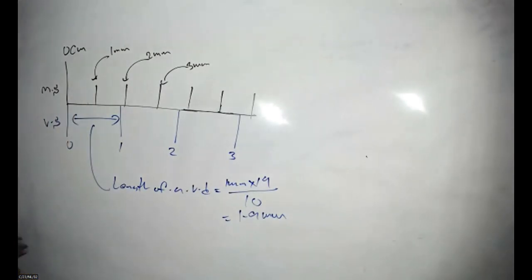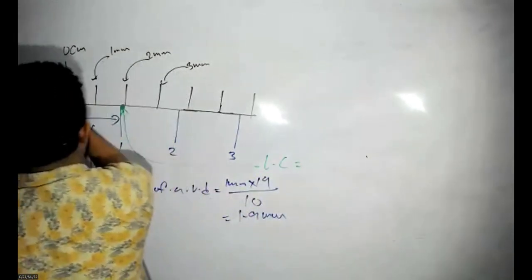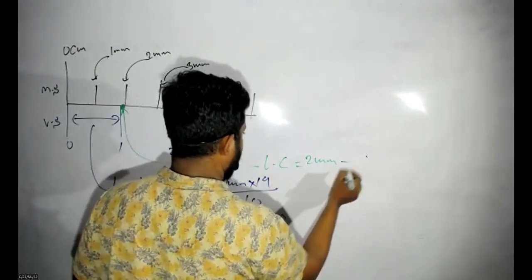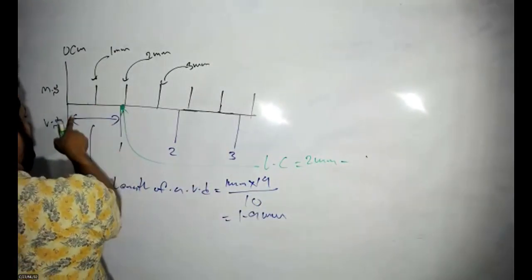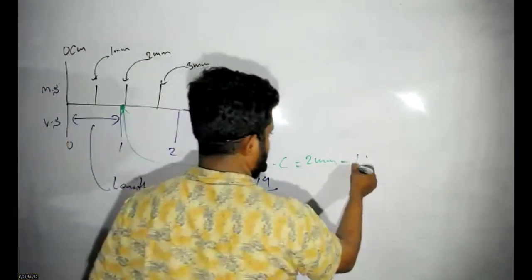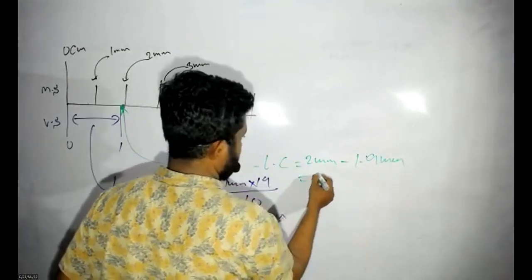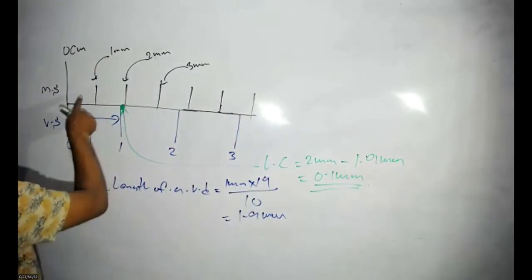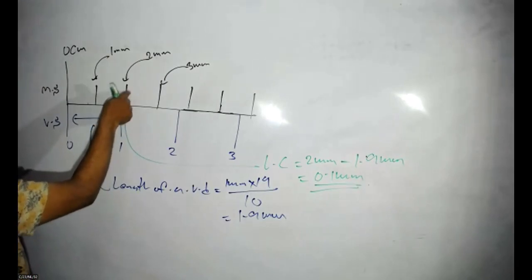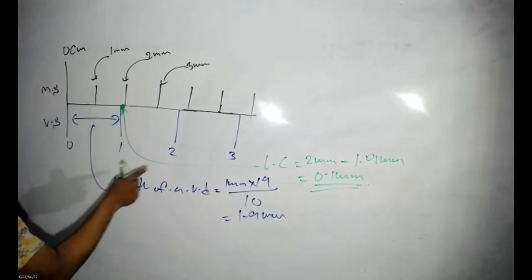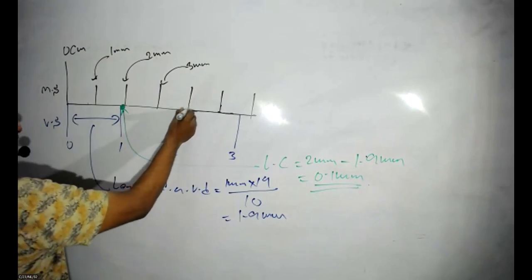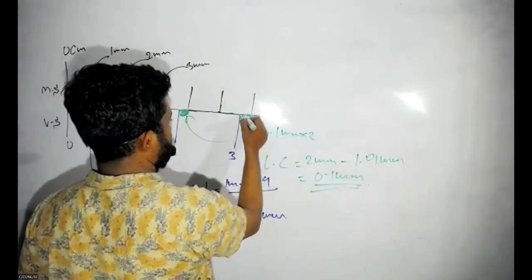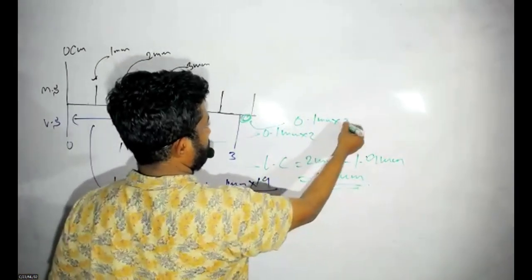Then you can find the least count of the scale. This one is 2 millimeter minus 1.9 millimeter. Then the answer is 0.1 millimeter. This one is the least count of the scale. That is the gap between the main scale division and the adjacent vernier division, 0.1 millimeter. Then the second one is 0.1 millimeter into 2. This one is 0.1 millimeter into 3. Got it?